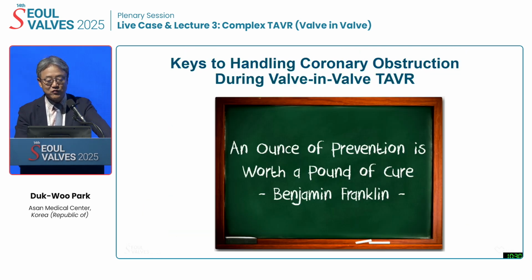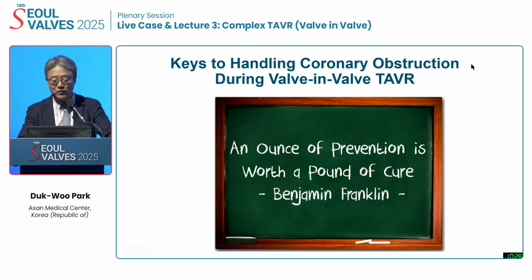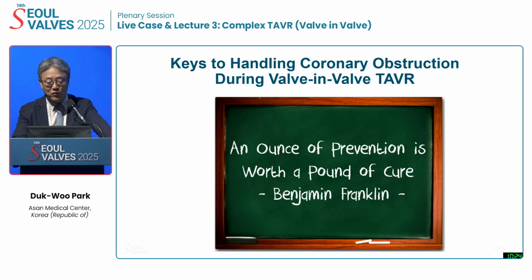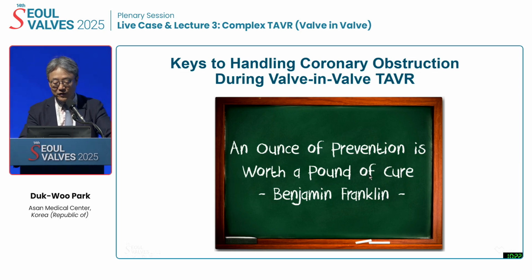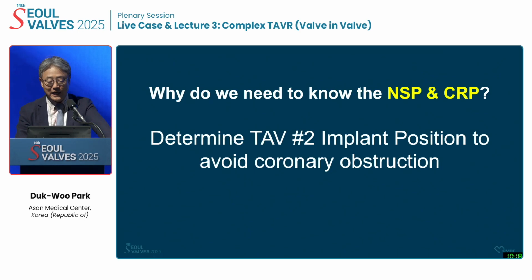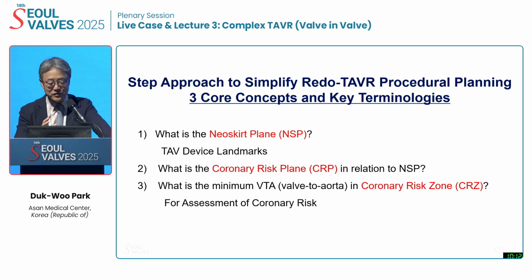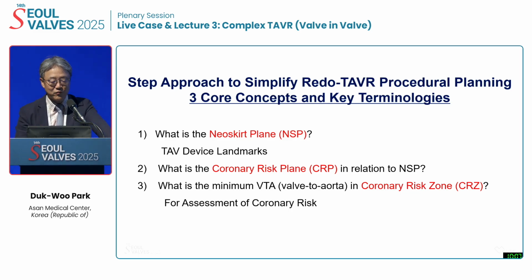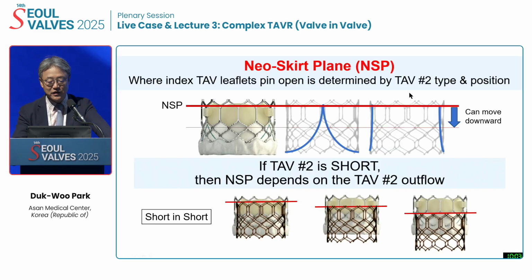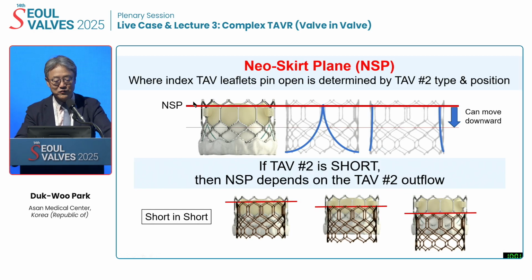So the key to handling coronary obstruction in the valve-in-valve TAVR procedure is prevention first. An ounce of prevention is worth a pound of cure, and prevention is much more important. We know some terminology, the neo-scutal plane and the coronary risk plane. These assess the coronary obstruction risk. What are the neo-scutal plane and the coronary risk plane?